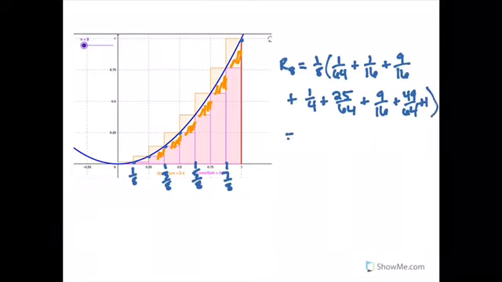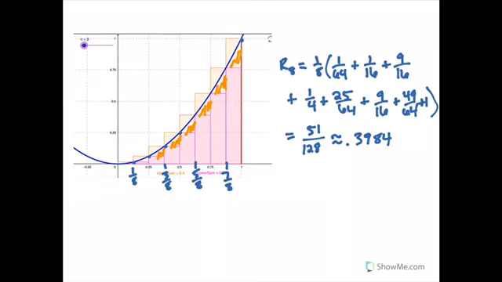This gives me 51 over 128, which is about 0.3984. So the first time we did the right-hand side and we only used 4 rectangles, we got 0.46875. Now I've got 0.3984. We're getting closer to the one we did with the midpoint, right? And we've got less error.